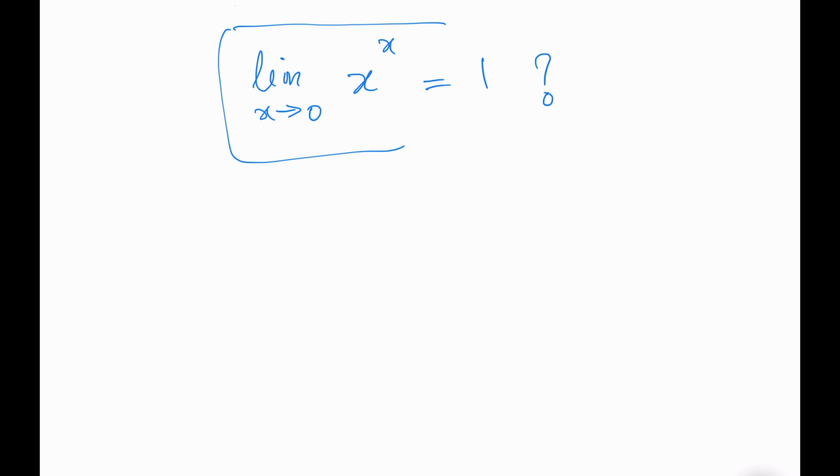The objective of today is to find the limit of x goes to 0 for x power x. Does it equal 1 or any other value? Unfortunately, we are not able to find this term directly, but we can solve it indirectly.